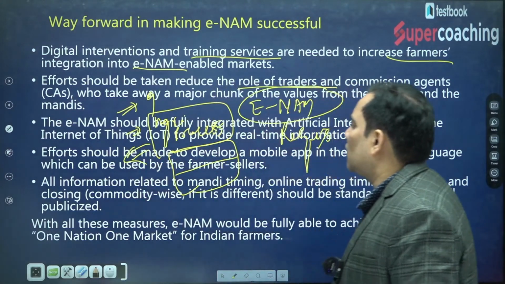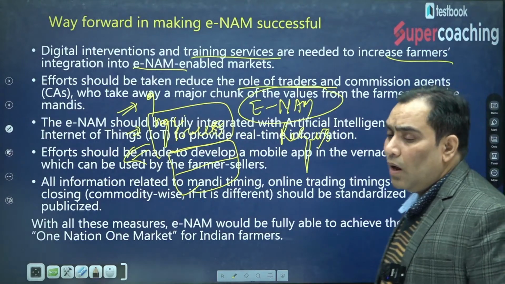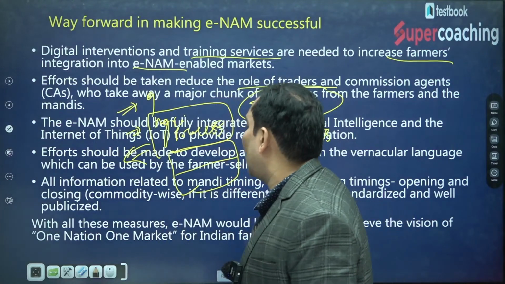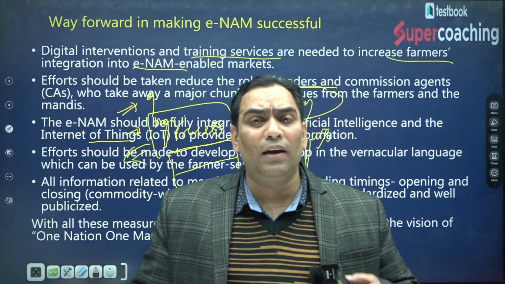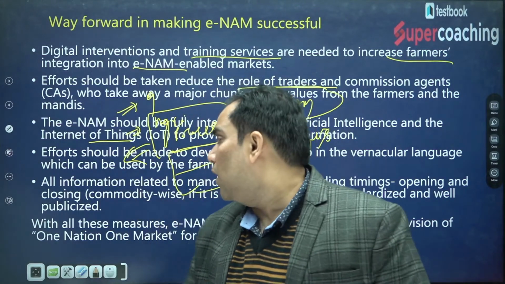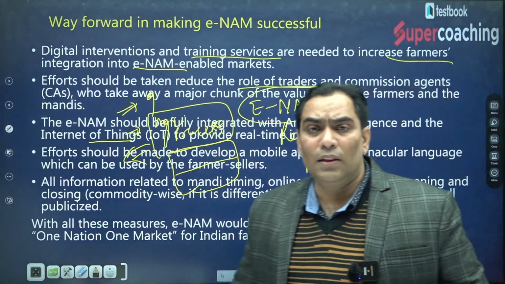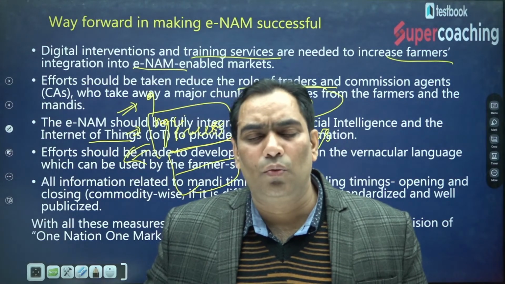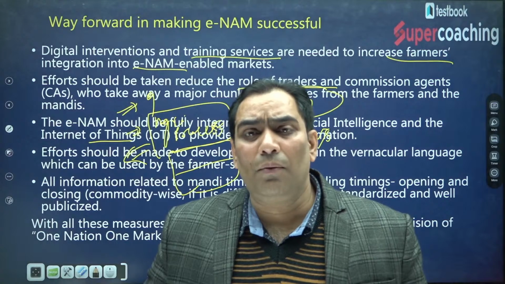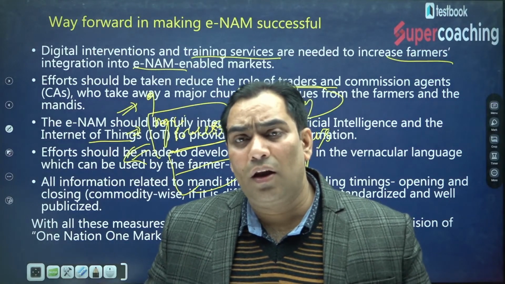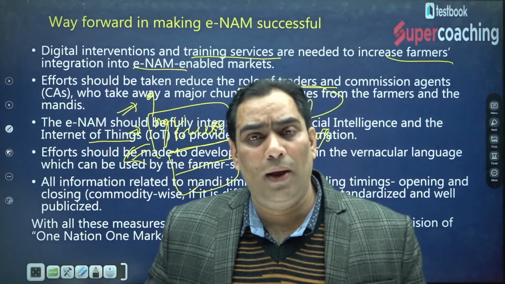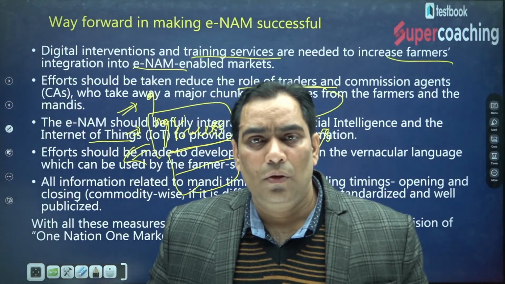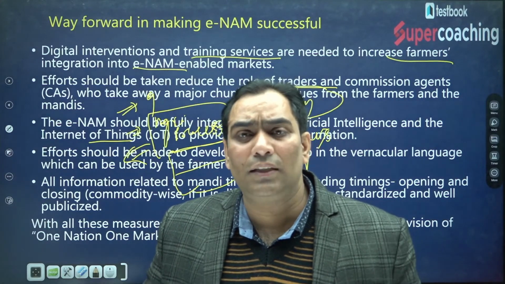Not only this, e-NAM should be integrated with artificial intelligence and the internet of things, just to get real-time access. Not only this, efforts should be made so that one mobile app is constituted in vernacular language, so that farmers can have all related information on that app in vernacular language and can understand it. That is nothing but knowledge and awareness among the farmers.